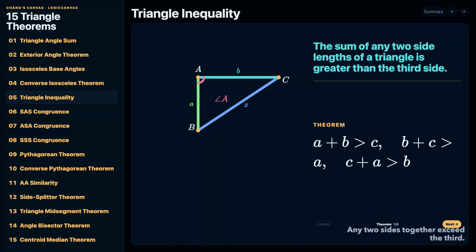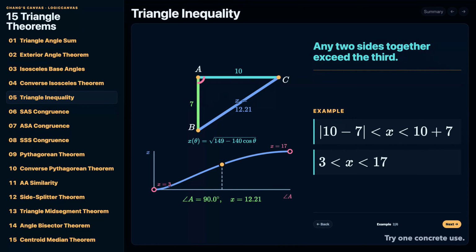Theorem 5 is the triangle inequality. In any triangle, the sum of any two side lengths exceeds the third. Equality is excluded because it would flatten the triangle into a line. If side AB is 7 and side AC is 10, then side BC, called X, must be larger than their difference, 3, and smaller than their sum, 17.